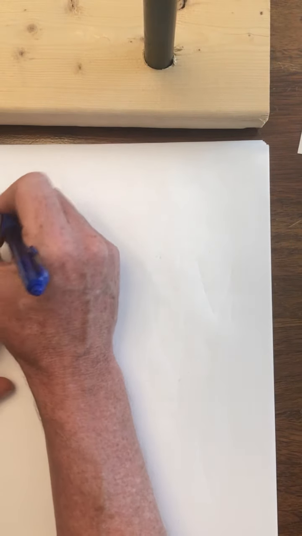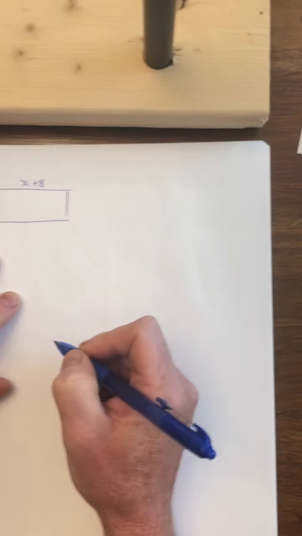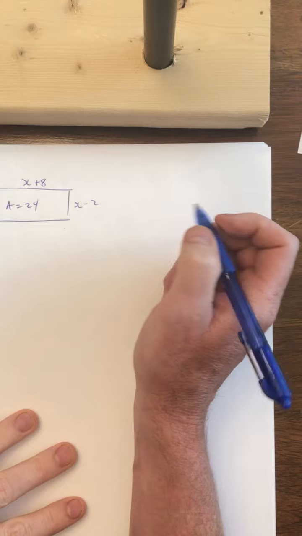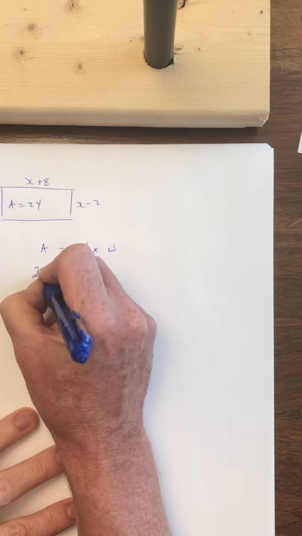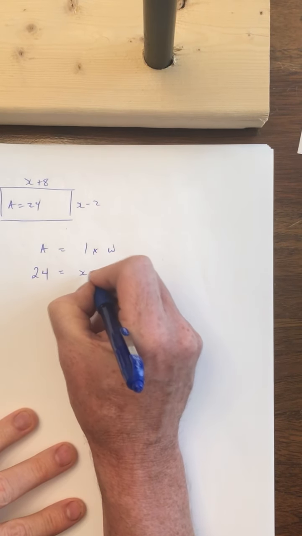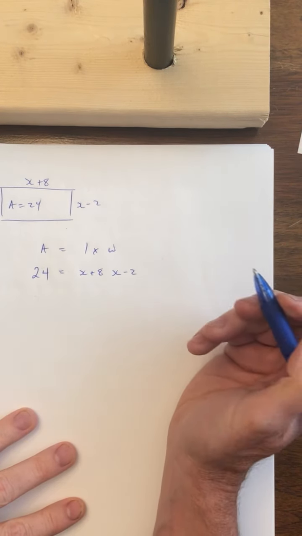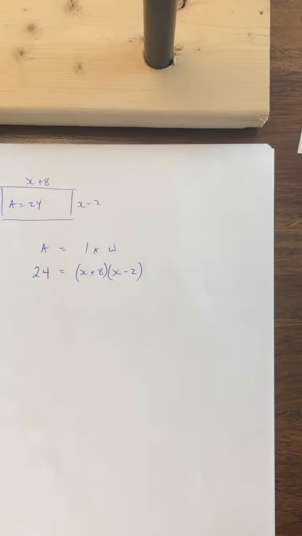All right, so let's solve a problem. We have a rectangle. And it says that one side is this, one side is this, and the area is 24. Let's solve it. So we know that area is equal to length times width. Area is 24. The length is x plus 8 and the width is x minus 2. Big thing here, brackets. The whole length times the whole width.